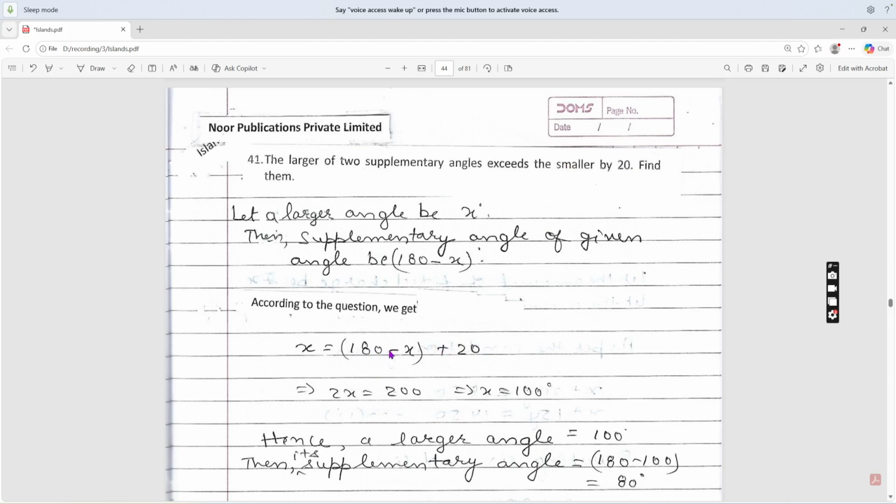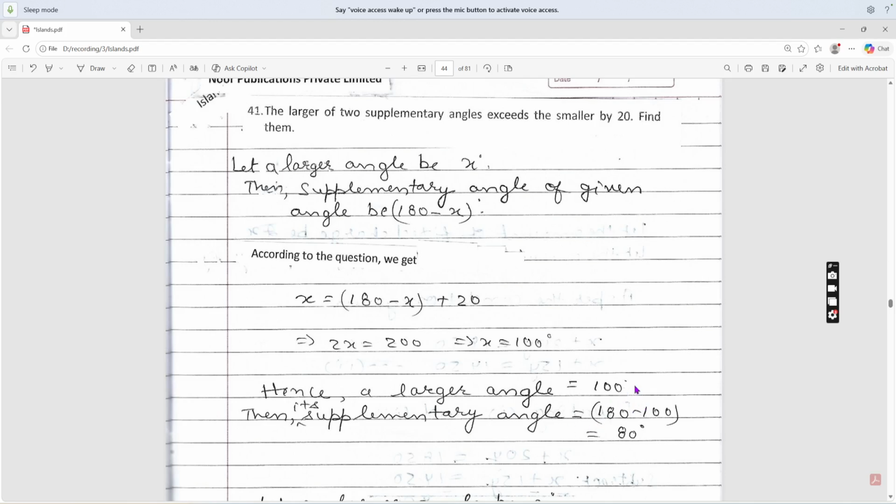Now we are going to shuffle it. x plus x is equal to 180 plus 20, that is 200. So x is equal to 200 by 2, that is 100. And so the larger angle is 100 and its supplementary is 180 minus x, that is 180 minus 100, which is equal to 80.